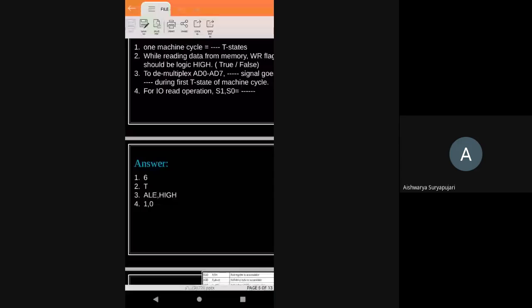So just if it is there, so see afterwards that how it is there. So this is the answer, ALE signal आणि तो हाय झाला पाहिजे फक्त पहिल्या टी स्टेट. पुन्हा मग तो it will use for the data carrying.